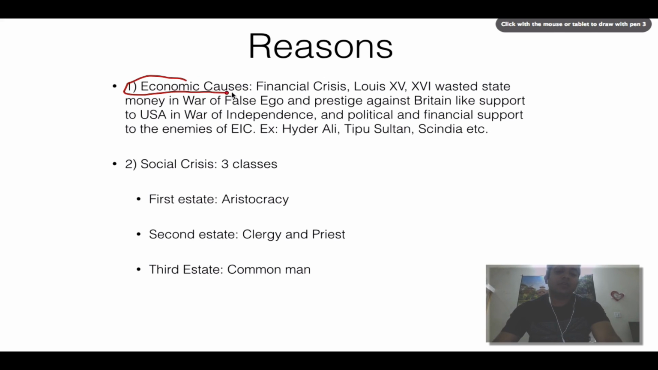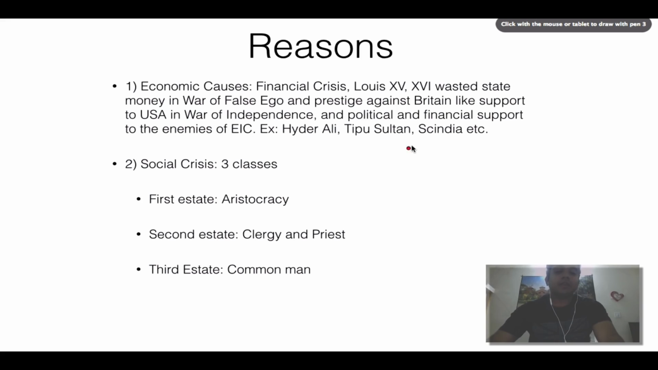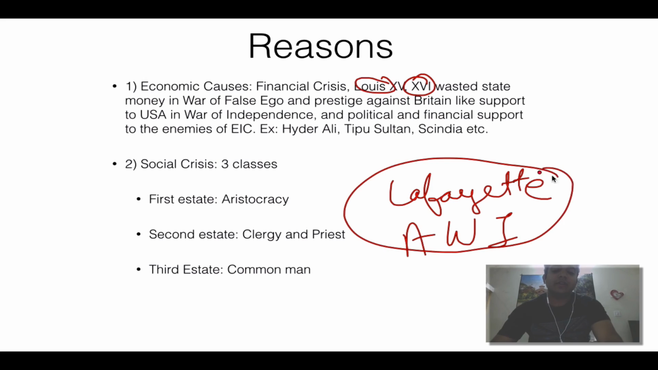First, the economic causes. First of all, there was a financial crisis, already discussed in the last video. 1756 to 1763 was the Seven Years' War between France and Britain over Canada. Then Louis 15 and Louis 16 again supported the adventures of Lafayette in the American War of Independence, which led to financial bankruptcy. Again, wars of false egos were fought for prestige. Finally, there was the political influence and financial support of Hyder Ali, Tipu Sultan, and Scindia against Britain in India.